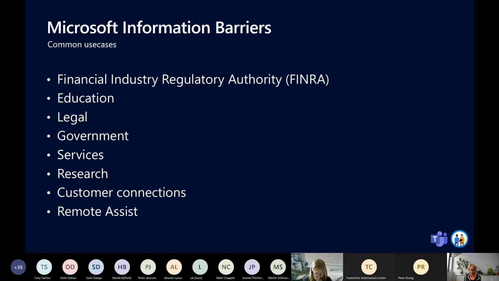Customer connections, I already highlighted that. It could be the case that you have a connection between a lot of customers and they come together in a tenant. Also here, before you go into information barriers, consider: is guest access enough? Can I live with that? Can I split them up in different teams and different channels? Can I manage them from there? Or do I really have this scenario where I don't want them to talk to each other and have the customer connections in place?